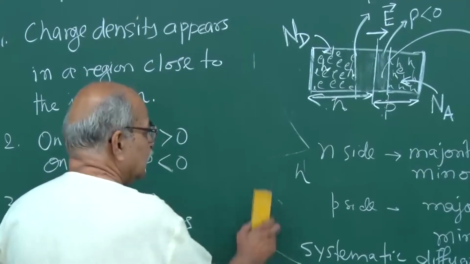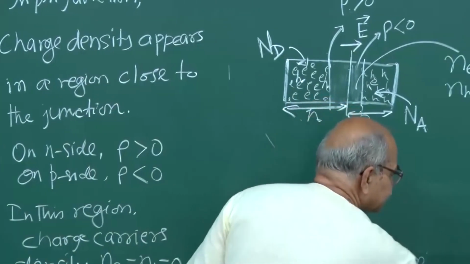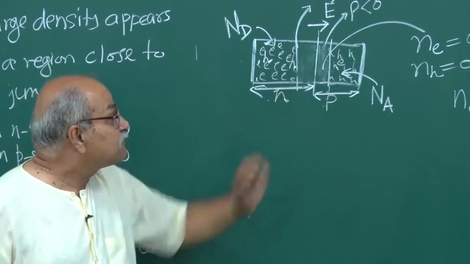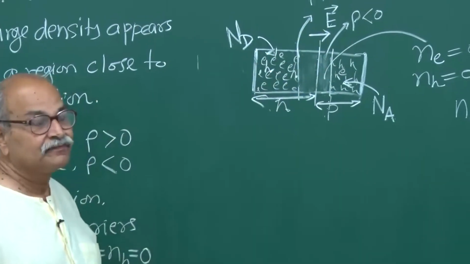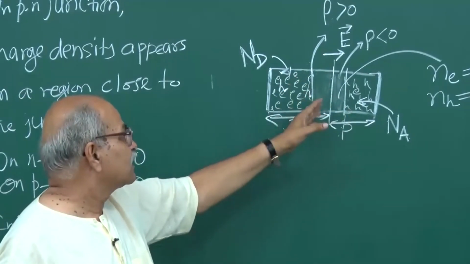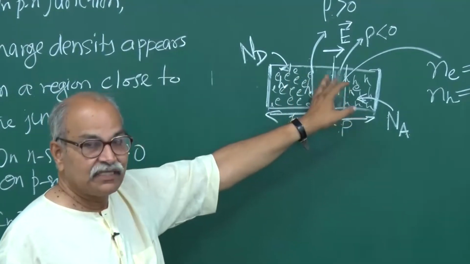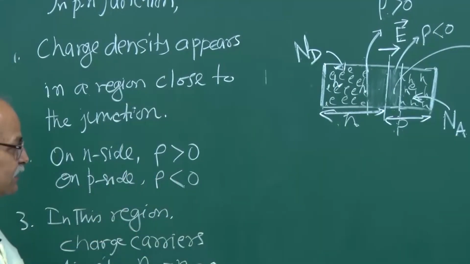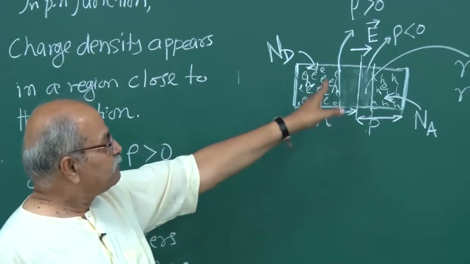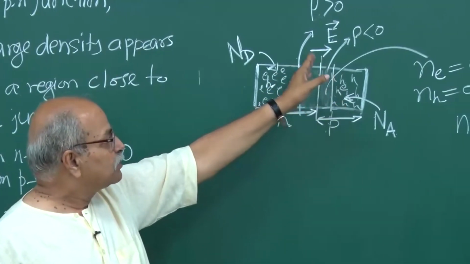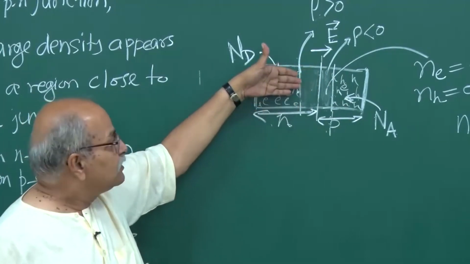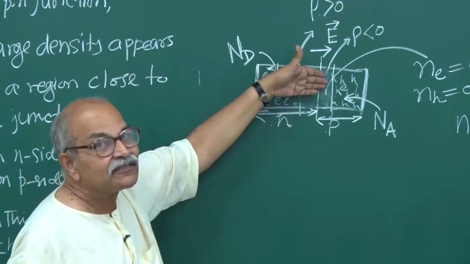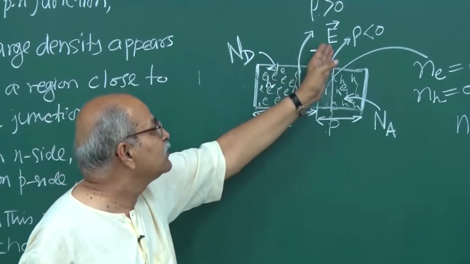Now, in this depletion region, you will have an electric field, because you have charges: positive charges on this side and negative charges on this side. Rho is positive here, rho is negative here. So you will have an electric field, and because of this electric field, the electric potential will decrease as you go from left to right in this picture.